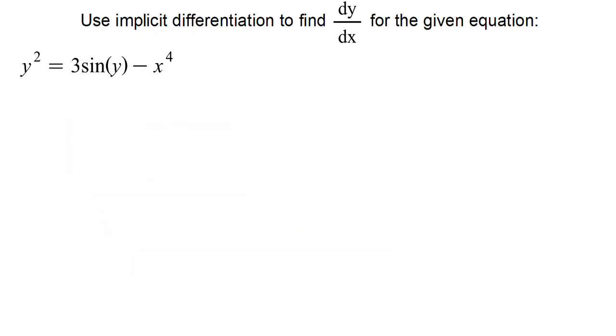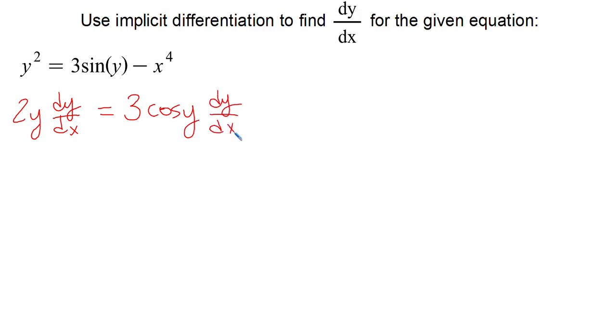Same process here. Our derivative of y squared is just going to be 2y times dy/dx because we're taking the derivative of something with y in it with respect to x. And then the 3 sine y, well, the derivative of 3 sine y with respect to y is 3 cosine y, but then we have to multiply that by dy/dx. Noting that dy/dx is not inside the argument of the cosine, right? It's cosine y times dy/dx. And then we'll subtract the 4x cubed.